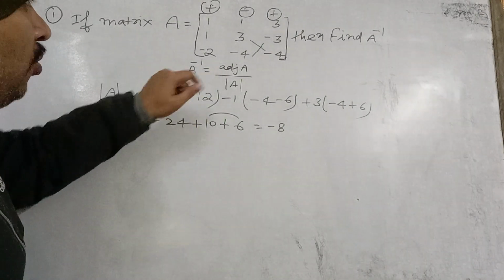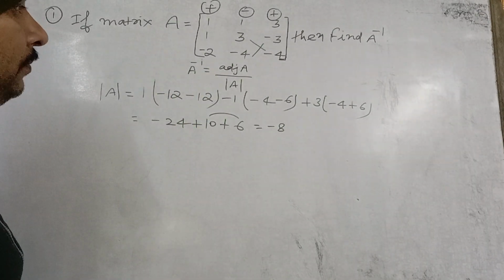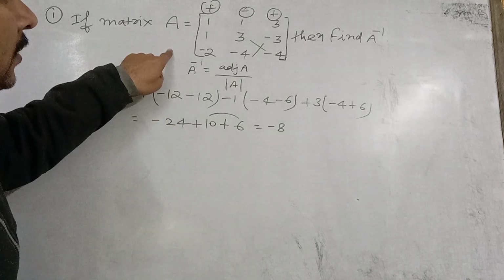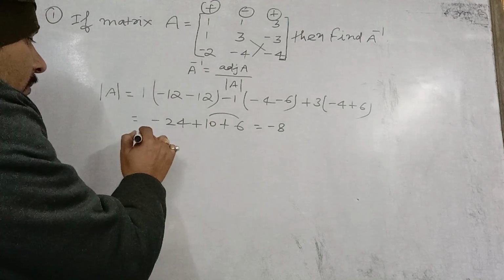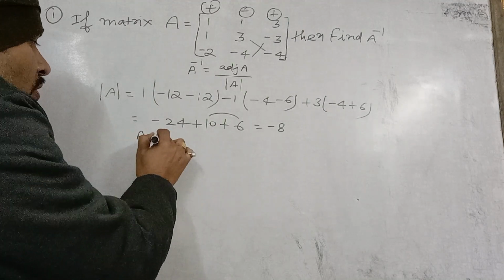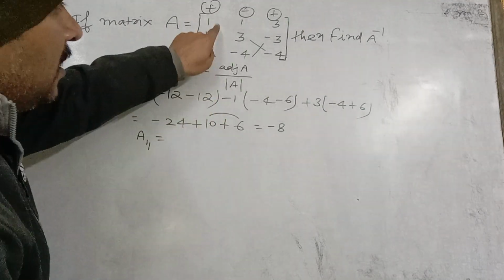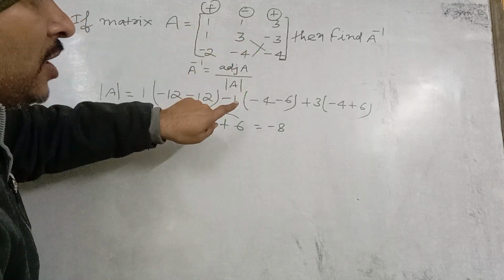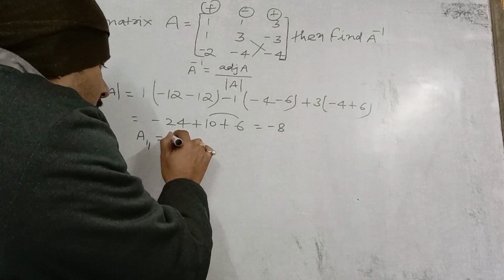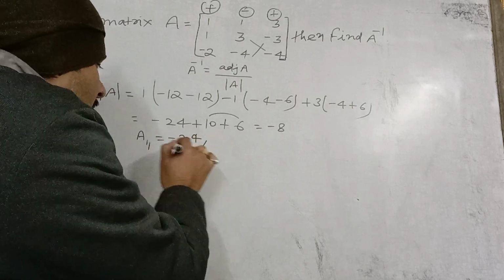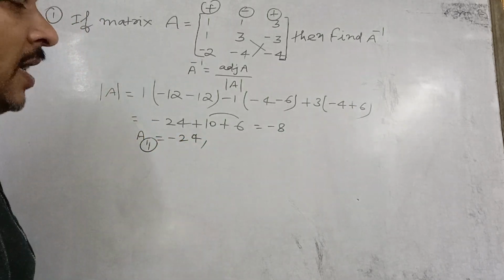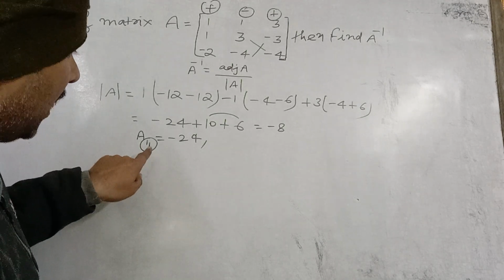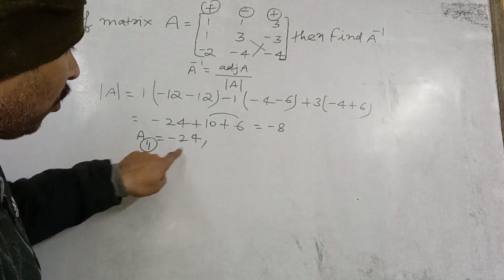Now we have to find adjoint A. So firstly we find the cofactors of the determinant A. First is A11, that is the first row, first column. This is the first row and this is the first column, and this value becomes -12 and this value becomes -12, that is -24. And always remember that when the sum is even, then always put a positive sign, but when the sum is odd, then put a negative sign before the value.